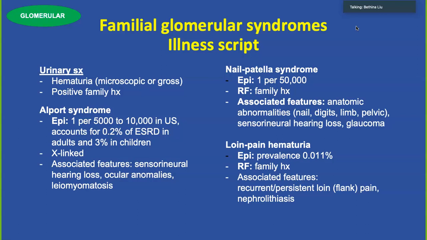Loin pain hematuria has an estimated prevalence of 0.011%. In addition to family history, you may want to look for associated features such as recurrent and persistent flank pain and nephrolithiasis. Loin pain hematuria syndrome is often misdiagnosed as either pyelonephritis or nephrolithiasis, so keep that in the back of your mind. It's usually more common in women, and it is associated with autosomal dominant forms of Alport syndrome.